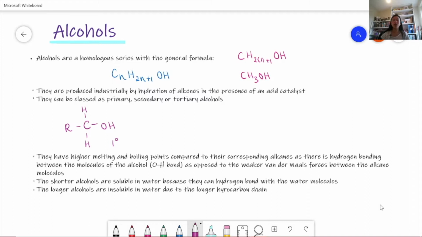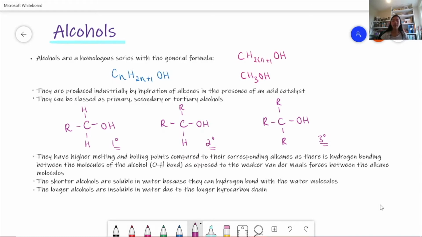The secondary alcohol is where the carbon which is attached to the OH is attached to two alkyl groups. So we have the carbon attached to the OH, and then we have one alkyl group, another alkyl group and a hydrogen. And so this is a secondary alcohol. And then for the tertiary alcohol, we have three alkyl groups attached to the carbon which is attached to the OH. So we have the carbon and the OH, and now we have three of these alkyl groups. So this is a tertiary alcohol.